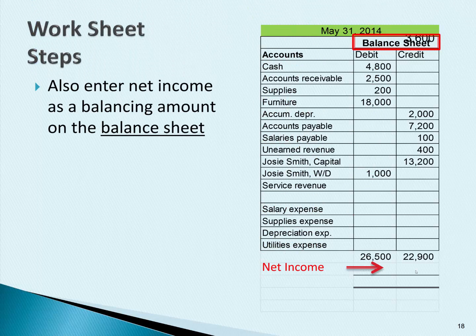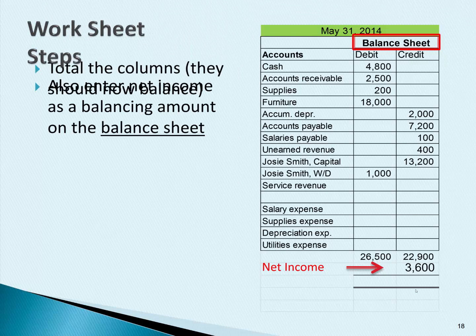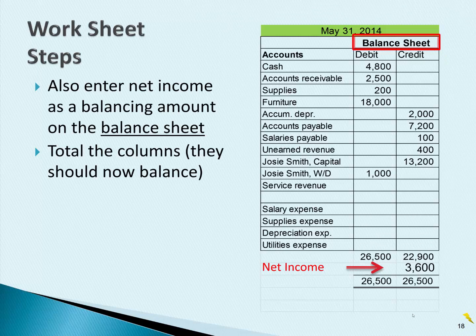There's another reason that we know that it goes on the credit side. Since this is net income, how does net income affect capital? Does net income make capital go up with the credit, or does it make capital go down? Well, net income will increase our capital. So that's another reason why we know we need to put it on the right side, because net income increases capital. And which side is the increase side for capital? It's this plus side. The credit side, I should say. And then we total the columns, and now they balance.